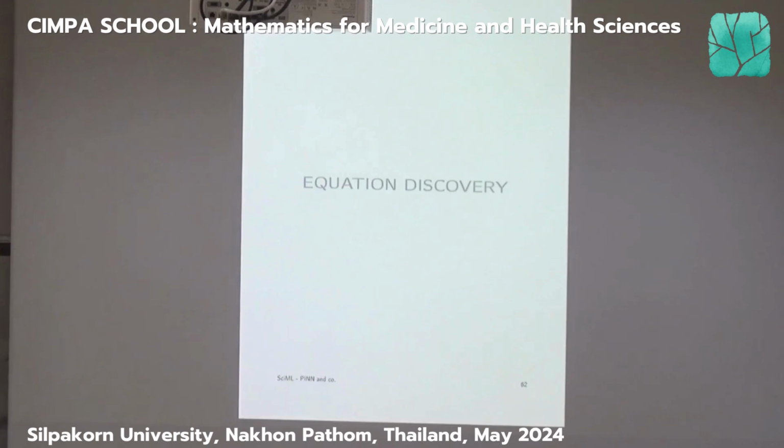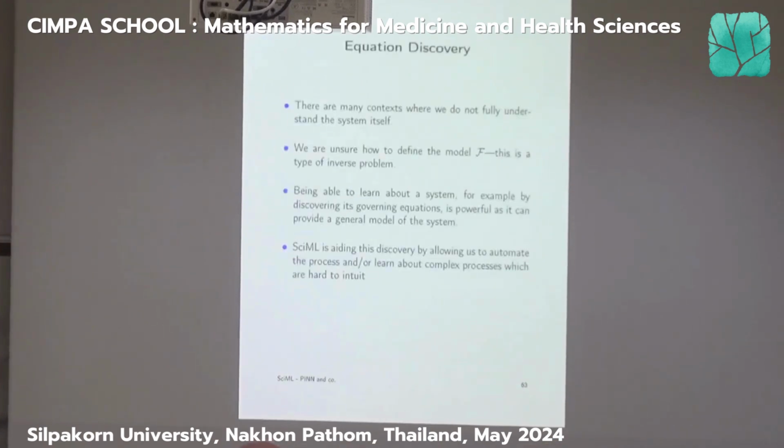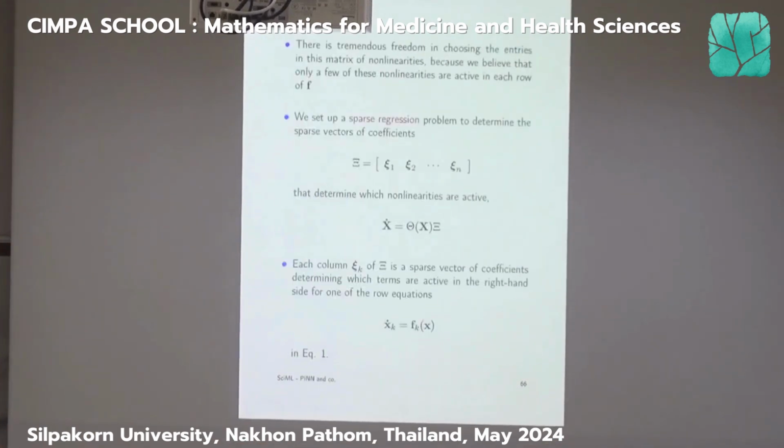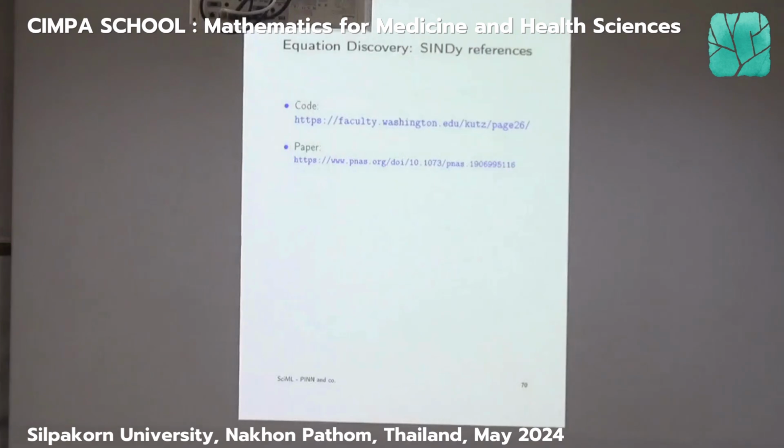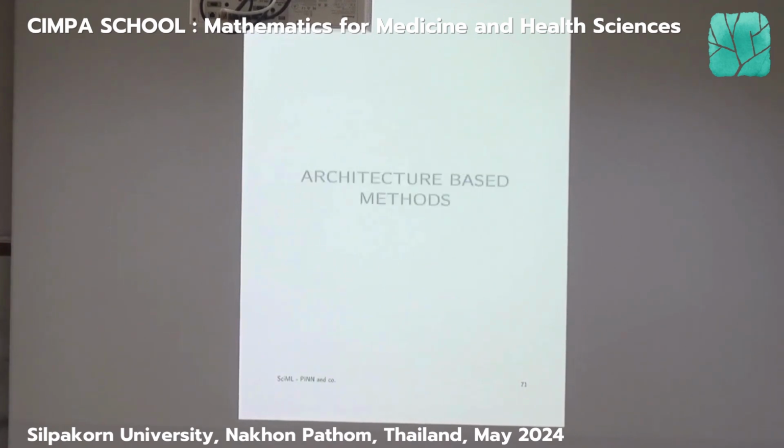So just to say, machine learning can do amazing things. I don't say that's easy, but equation discovery, we don't have time. Next time. This is equation discovery using machine learning. I'll give you some references, something at the University of Washington. They are what are called architecture-based methods.